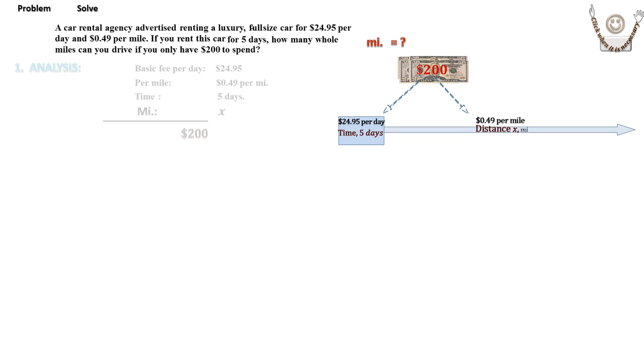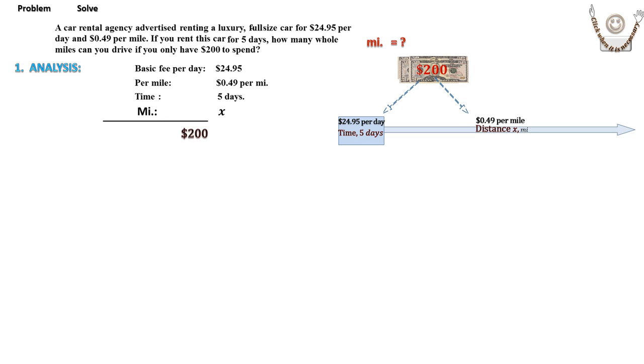Analysis. Let's talk about what we know. We know that the basic fee per day is $24.95 per day. And in addition, you have to pay 49 cents per mile. And we know that you're supposed to drive 5 days. So the question is, how many miles can you drive during these 5 days if you have only and only $200?